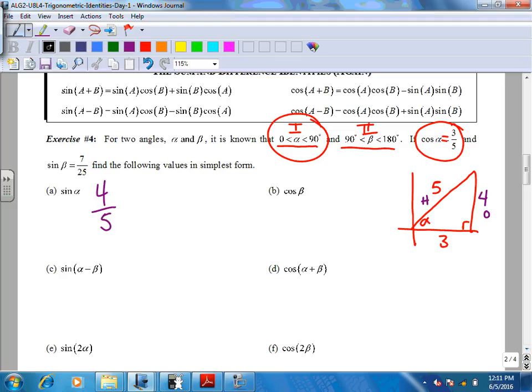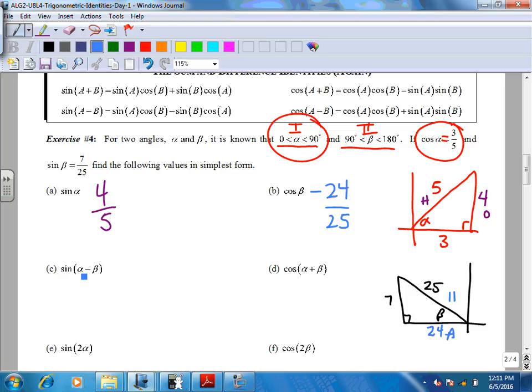Okay. Similarly, we can find cosine of beta. Draw a picture in the second quadrant. Here's my angle beta. We were given sine of beta, so opposite over hypotenuse. If you do Pythagorean theorem for this problem, the missing side ends up being 24. So now we want cosine, which is adjacent over hypotenuse, 24 over 25. But now that we've left the first quadrant, we have to figure out whether that's positive or negative. And in this case, it'll be negative.